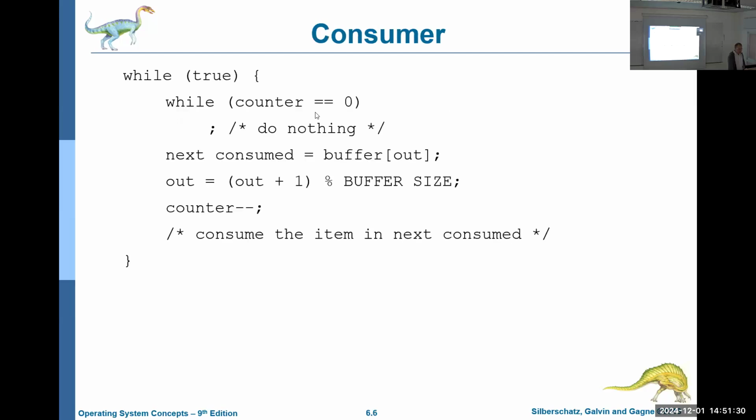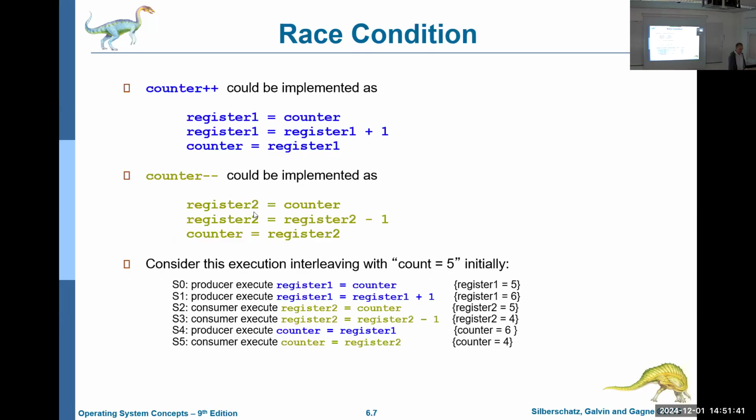And then the consumer also uses the counter. If the counter is empty, there's nothing in the buffer, don't take anything out. So this counter is very crucial. And this decrementation is very crucial. But look at this problem.